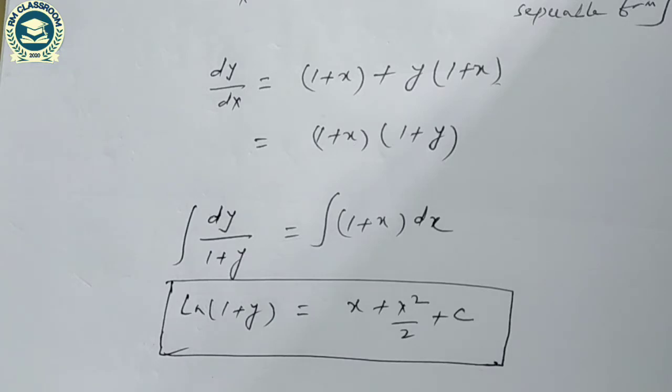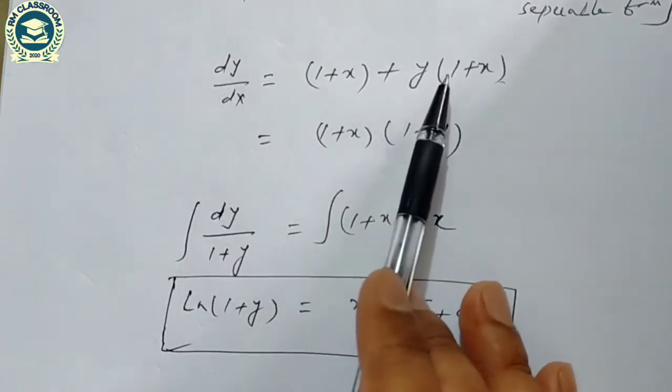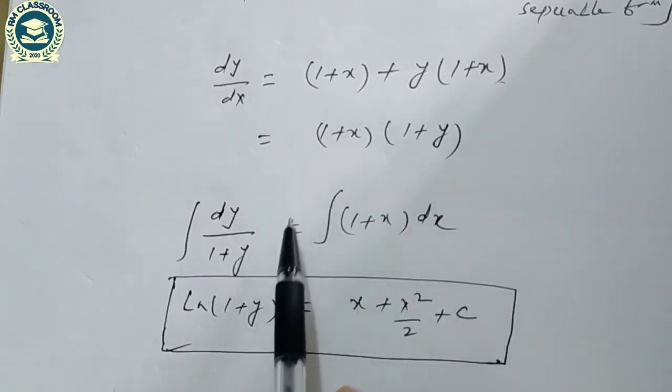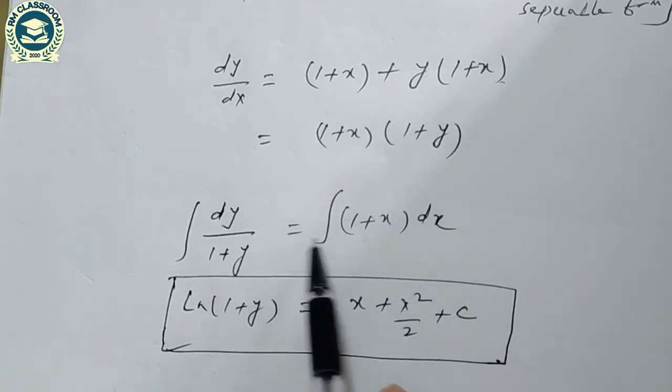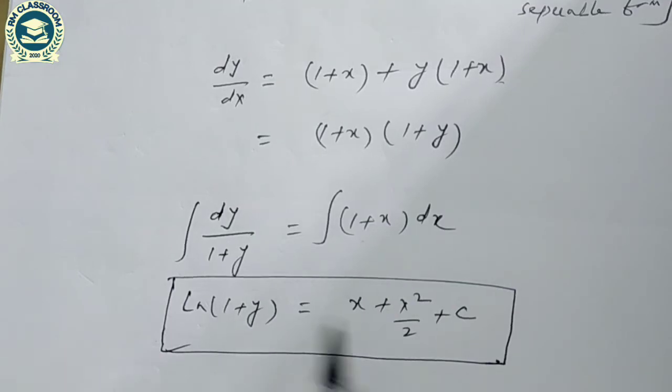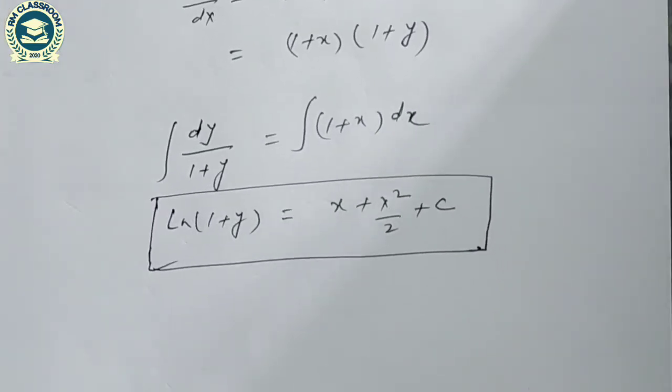In the variable separable form, as I told you in the previous class, it is a differential equation in which the variables can be separated to the respective differentials, and to solve this equation, after separating the variables, just integrate on both sides. So here for the dy we have taken out 1 plus y, and for the dx I have taken out 1 plus x, and integrate on both sides. So you will get the solution of the differential equation.